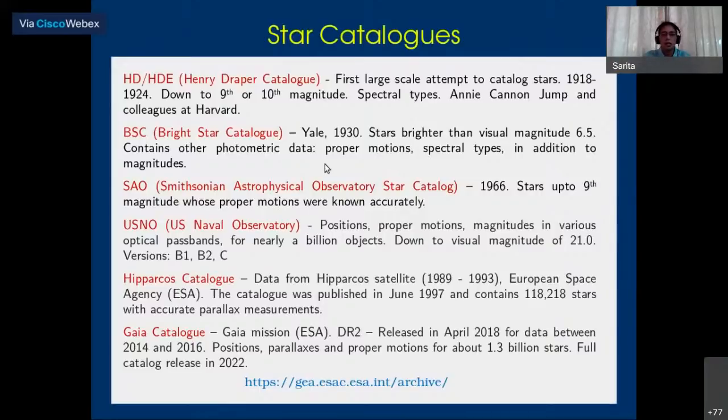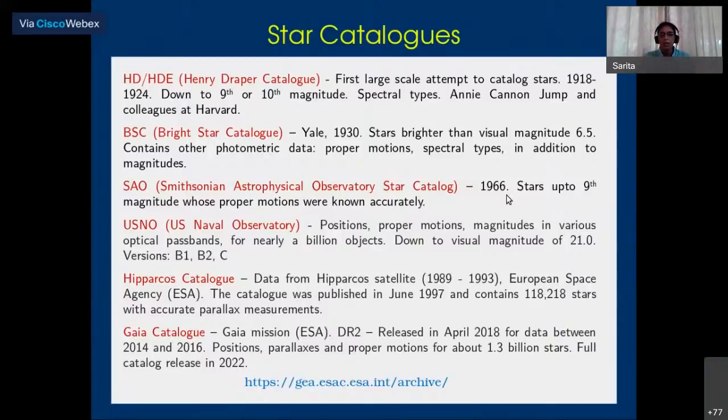Then there is the Smithsonian Astrophysical Observatory Star Catalog, known as SAO. In it, the stars are given numbers, because it is a large catalog. So if you see SAO 35462, that means it is from this catalog, and that is the entry number of that star. This was compiled in 1966, and it has stars up to 9th magnitude.